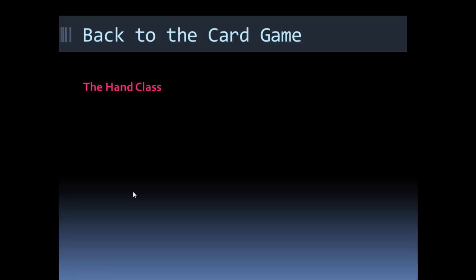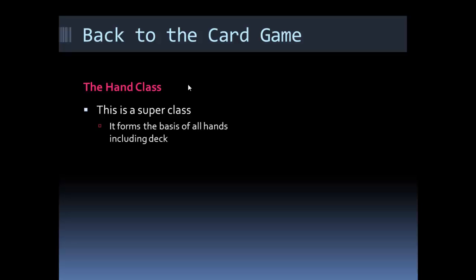When we think about a card game, we have different hands of cards, right? The dealer has a deck of cards, and that could be considered a type of hand. And of course, they deal out cards to the different players, and each player is going to have a hand of cards. So this is going to be what's called a superclass. A superclass means it's going to be a class that we can use to make other types of hands. It's going to be the basis of all hands, including the deck.